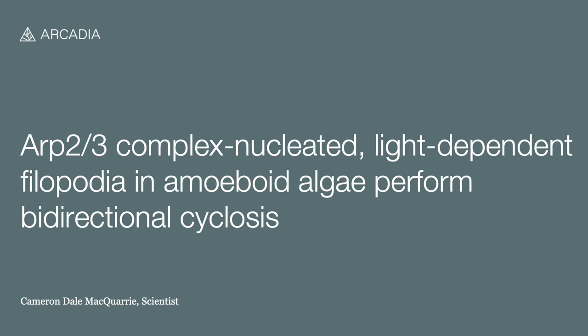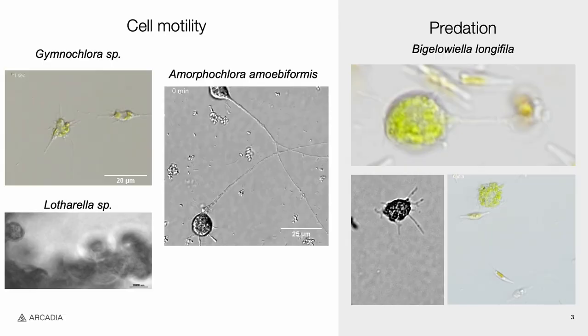And today I'll be talking about these amoeboid algae, which form really cool extensions. So these cells are all members of a group called chlorarachniophytes, and there are at least four different species in this group that carry out both amoeboid-type cell motility and photosynthesis.